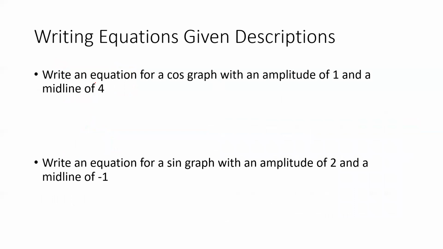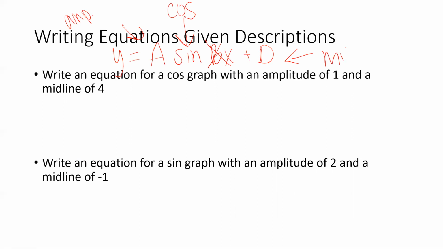Last step is that we are going to talk about writing equations when given a description. So again, that basic trig equation that we've been looking at in this presentation is y equals a sine b of x plus d. We haven't been focusing on the b this time, so we're just going to ignore that for now. Remember that it can be sine or cosine depending on what we're given. This a value stands for amplitude. I'm going to abbreviate it as amp. That d value stands for your midline.